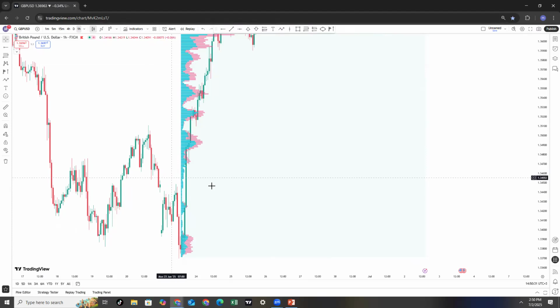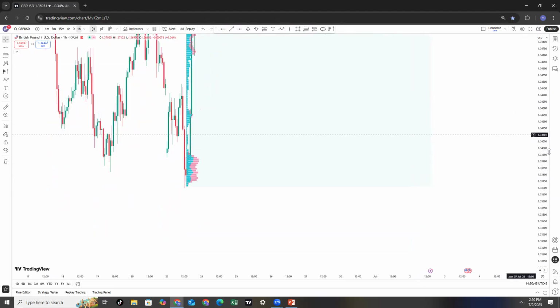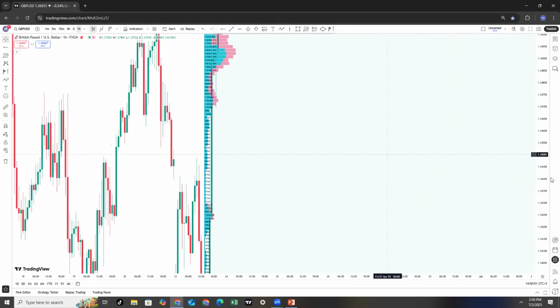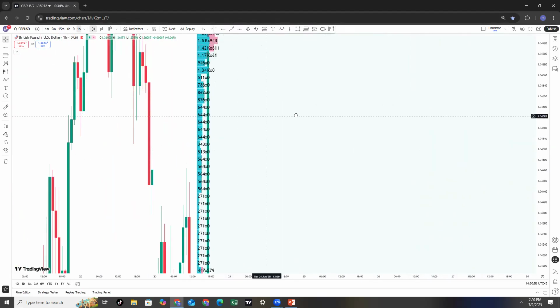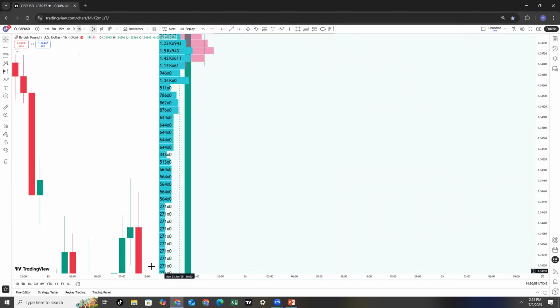Now, I need you to understand here, there is a difference between the fair value area from the AMT strategy, and there is a fair value gap from the SMC strategy. Okay, so when it comes to the SMC strategy, they consider fair value gaps, and for me, I'm going to identify that fair value gap in this way. So I want you to identify what happened here. I want you to see these numbers. That is why I'm trying to zoom.